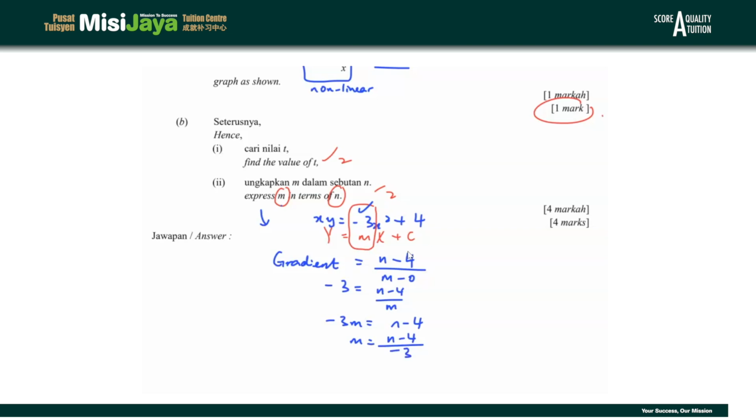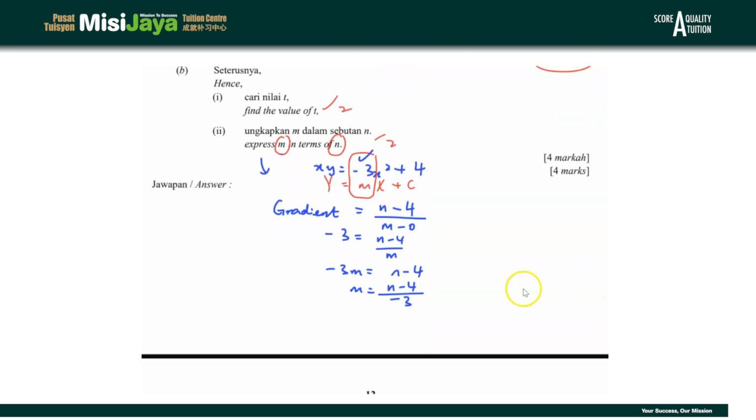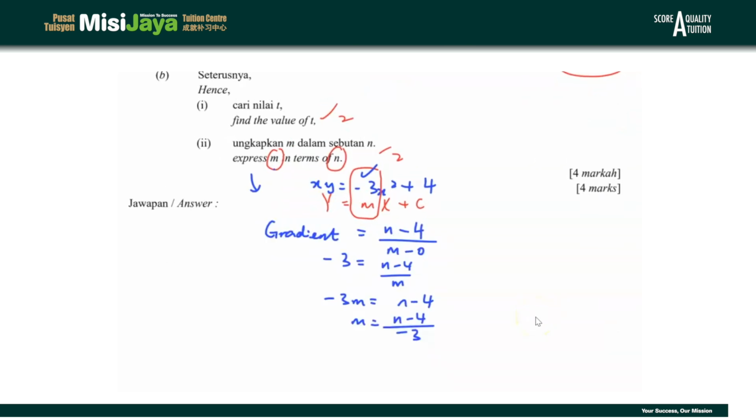But in the marking scheme, the denominator won't be negative. So we are going to bring up the negative, so it becomes negative n minus 4 over 3, so it will be 4 here. So our m equals 4 minus n over 3.